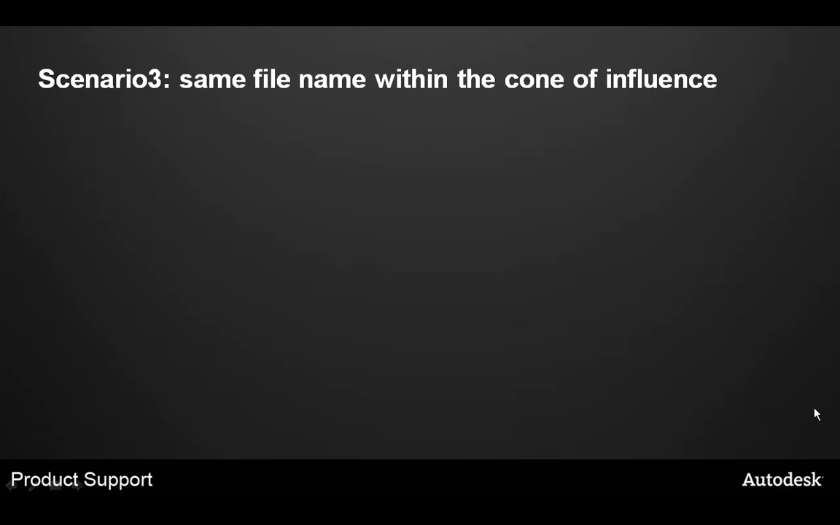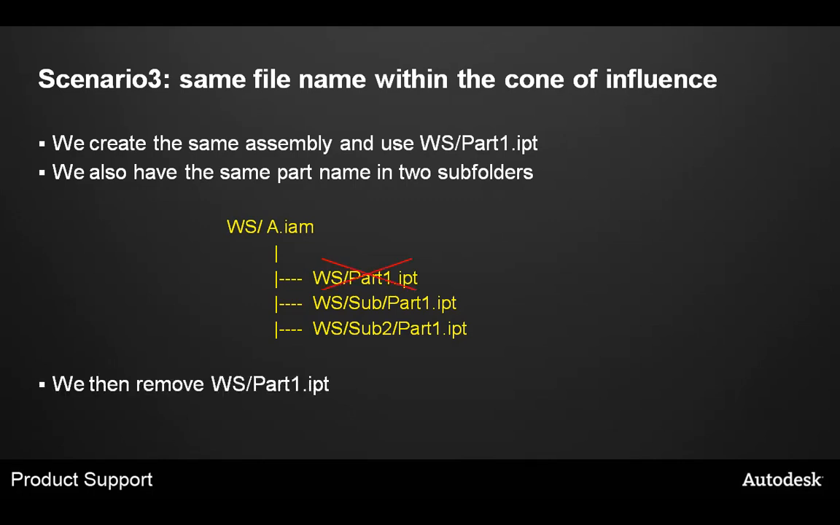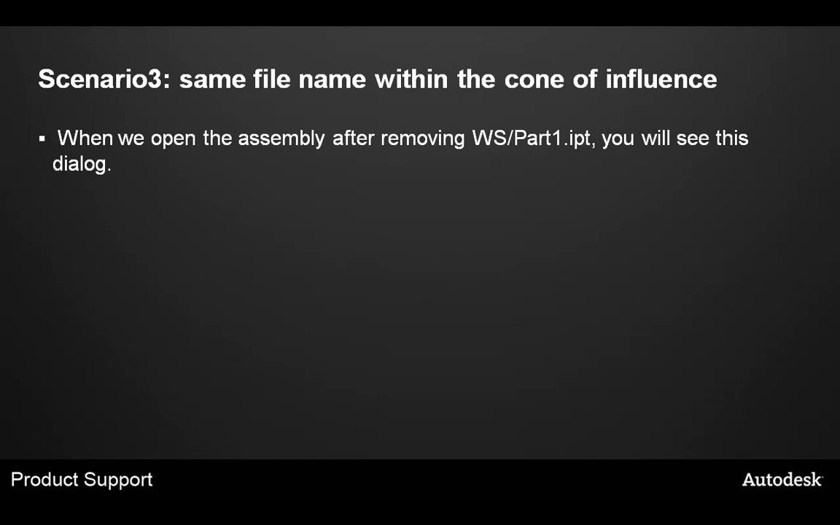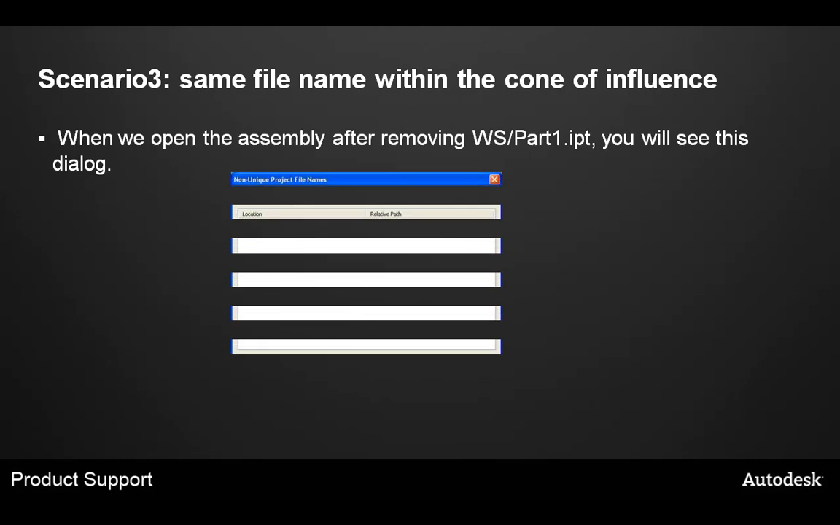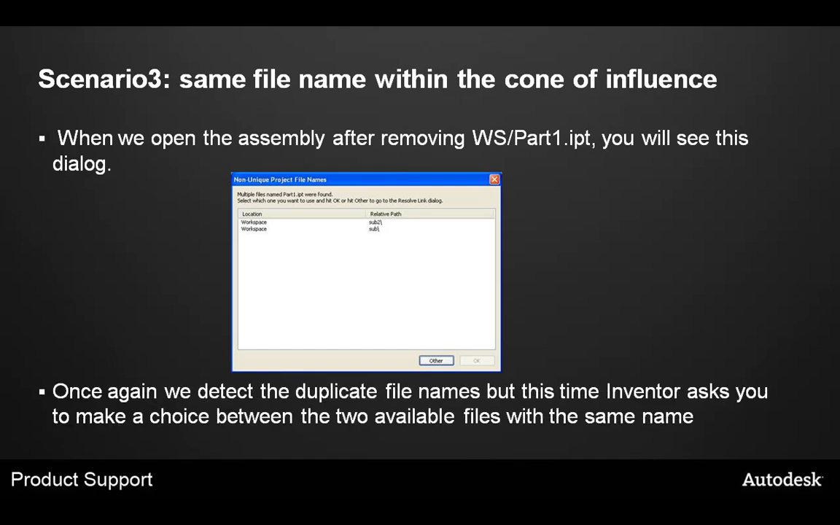The third scenario that I want to present here is a scenario where the same file name shows up within the project file in different folders. So here's a situation, an assembly that still uses that same part 1 from the workspace, but we have the same part name in two subfolders. We then remove the original part that was used in the assembly, and we'll have a look what will happen. When we open the assembly after removing the original part, you will see this dialog. It's the similar dialog that you would see when you access the duplicate file name option in the project editor. So once again, we detect duplicate file names, but this time Inventor asks you to make a choice between the two available files with the same name.